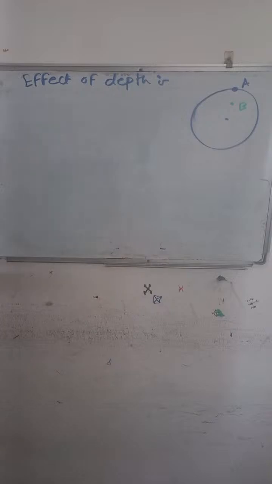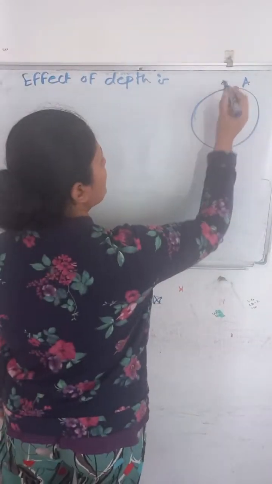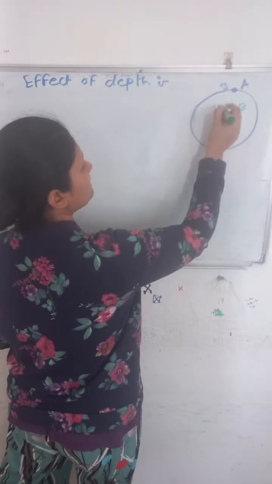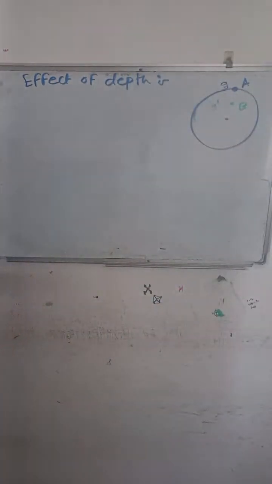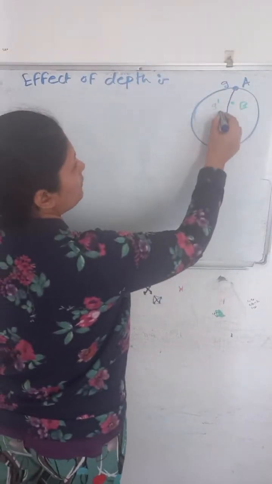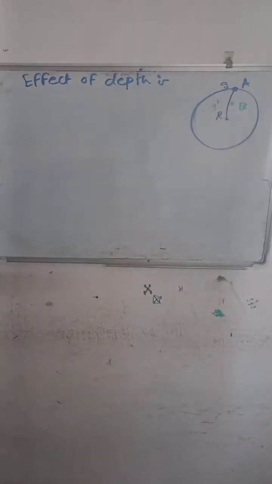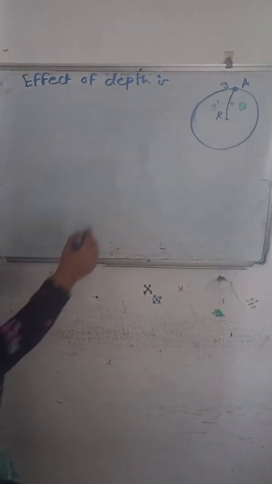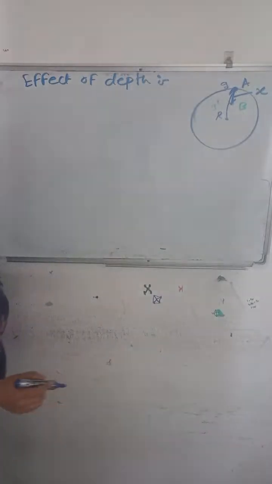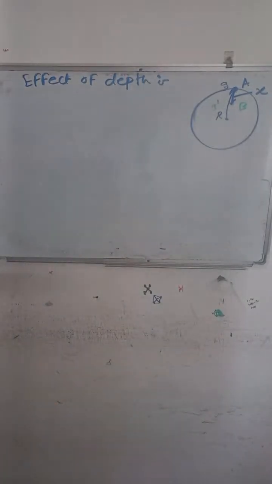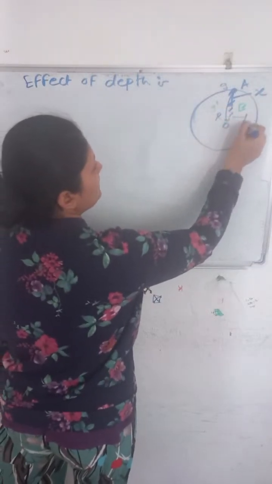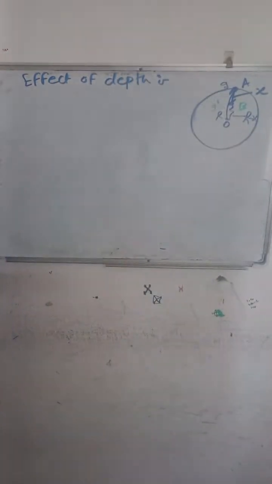So here we have acceleration due to gravity g, and at point B we have acceleration due to gravity g dash. Here this is the total radius R of the earth. If I bring this body from A to B, a distance x, then the remaining distance from point B to the center O is nothing but R minus x.